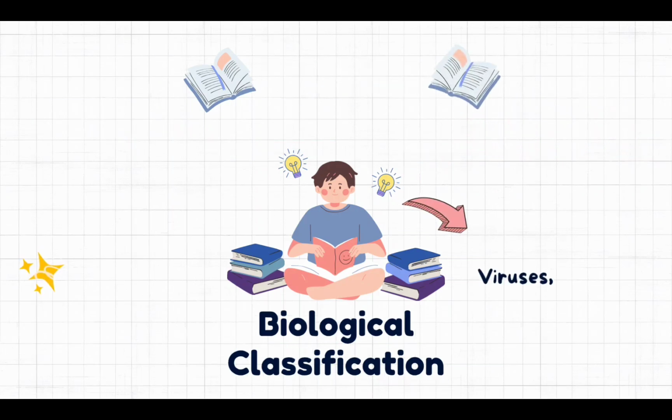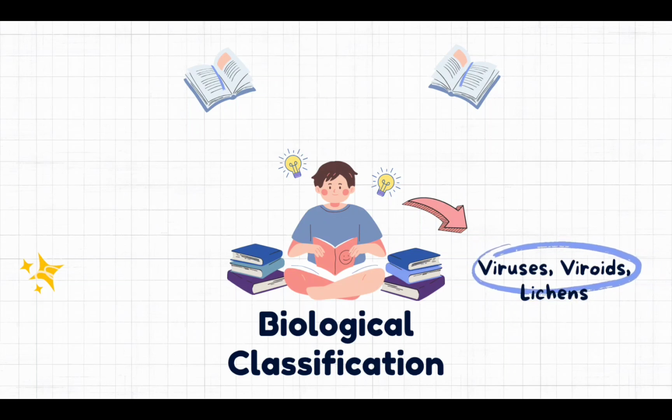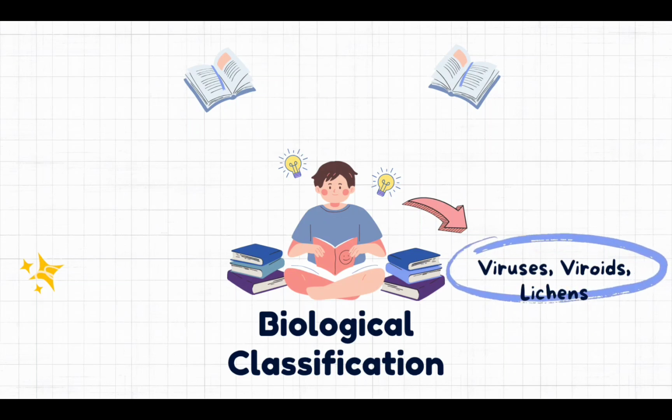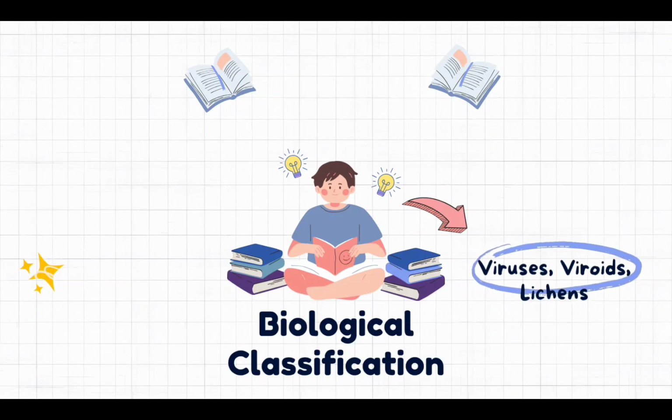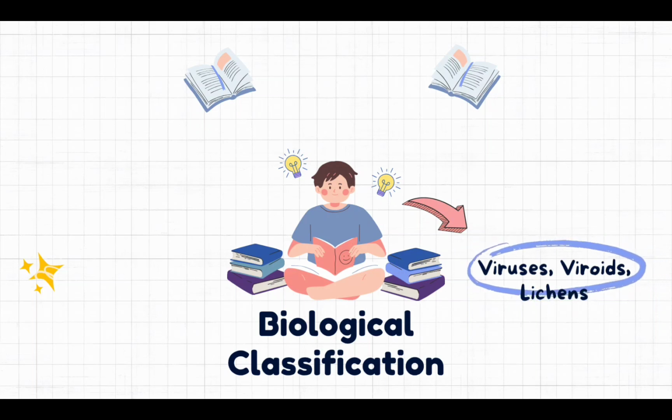Viruses, viroids, and lichens. Viruses, acellular, obligate parasite, contain DNA or RNA and protein coat called the capsid. Cannot reproduce outside host. Examples include HIV, influenza, bacteriophage. Viroids, infectious RNA. No protein coat is present. Causes potato spindle tuber disease.